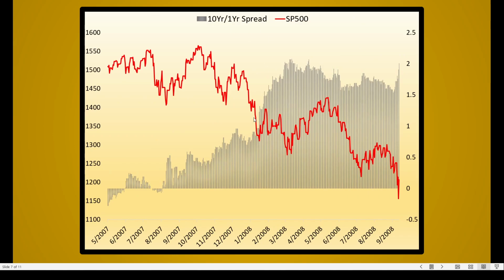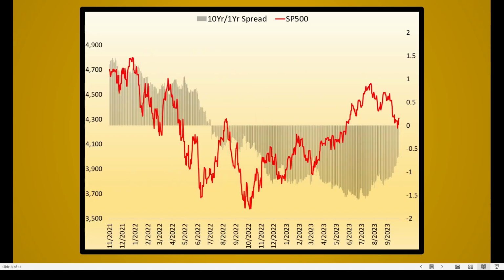Here's the 10-1 spread, again, 2007 versus the S&P 500. And here, notice really how the S&P 500 didn't accelerate lower until the beginning of 2008. And that's when the inverted bond market had ended and we already had a 1% spread. The 10-year bond was already 1% above the 1 year. So the inverted bond market ends. It doesn't necessarily mean the stock market's going to move tomorrow. In fact, in this case, there was a significant delay.